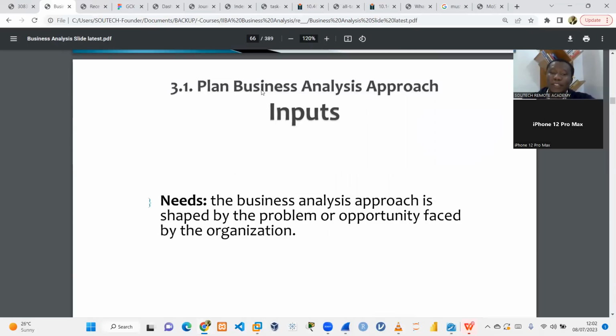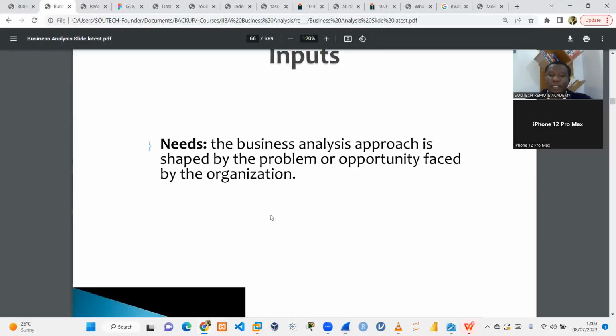Now, in trying to plan your approach, there are some inputs you need. So there are the inputs, the elements, and what the outputs are going to look like. So you need some needs. The business analysis approach is shaped by the problem, by the need. How you're going to solve a problem, how you're going to cause transformation and change for a business is going to be shaped by the problem that you have. That's very clear. So you have a particular challenge here. How you approach it is based on what the challenge is.